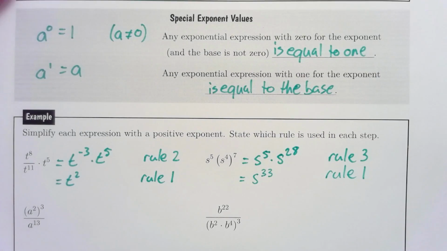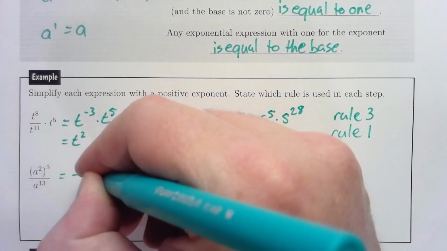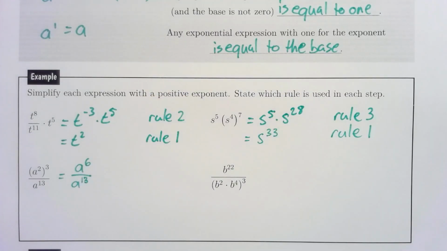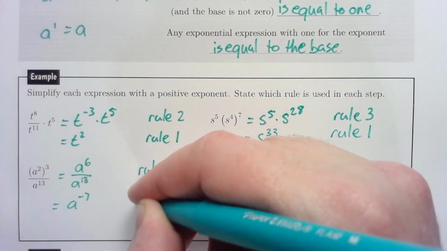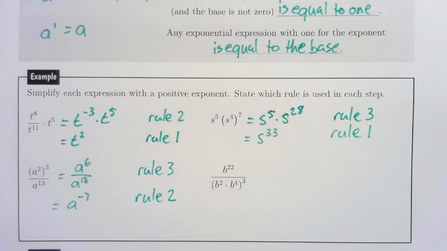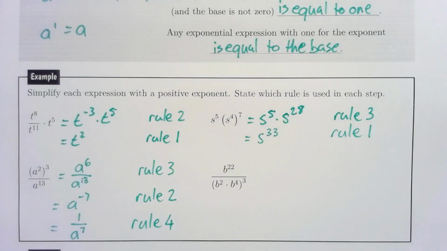If we have a to the power of 2 to the power of 3, rule 3 lets us multiply our exponents to get a to the power of 6. If that's then divided by a to the power of 13, rule 2 lets us subtract to get a to the power of negative 7. And if we want to write it with a positive exponent, rule 4 lets us write it as 1 over a to the power of 7.